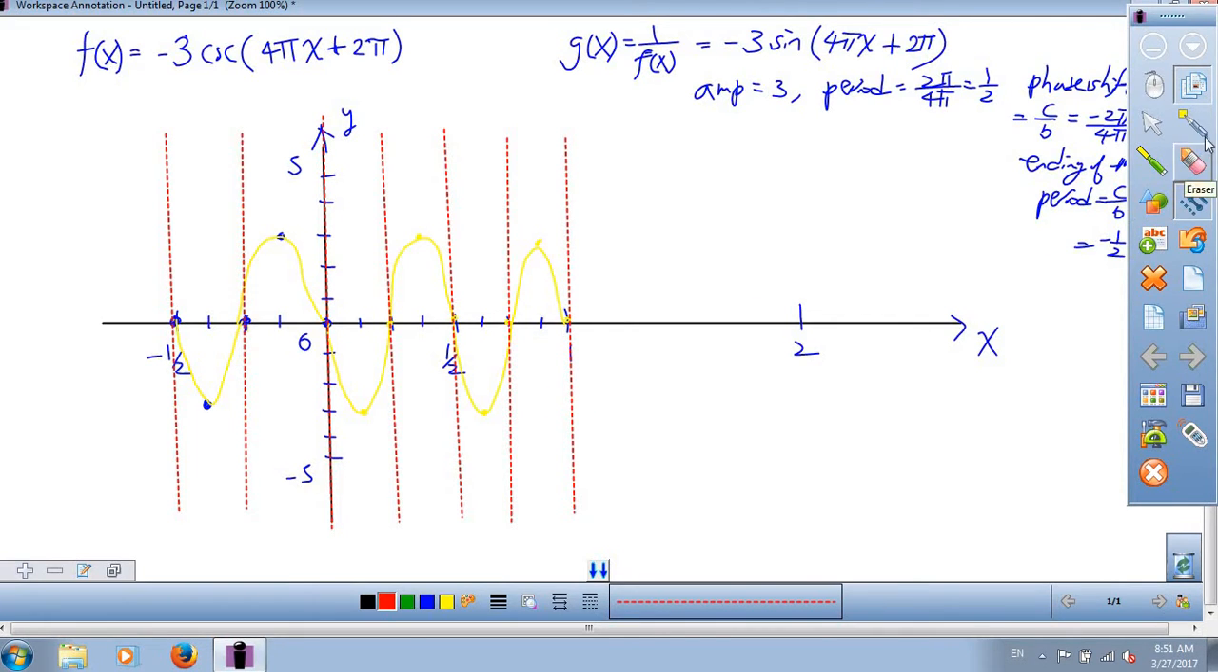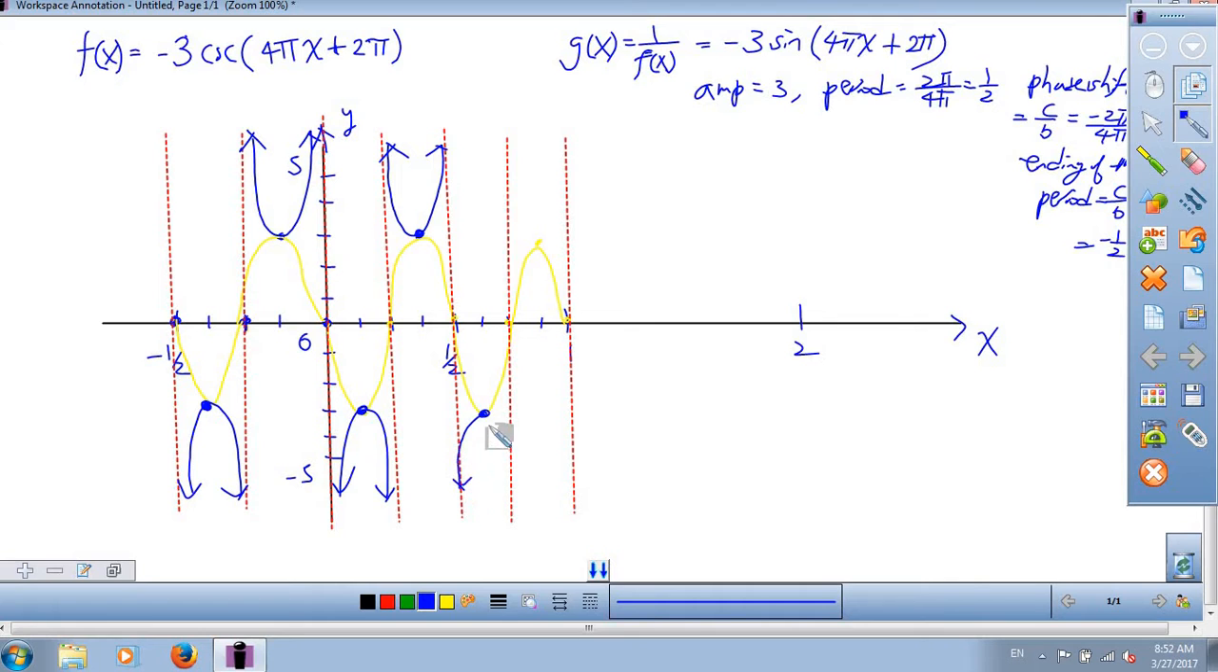Now that we have our asymptotes done, we can graph our cosecant. The cosecant graph is going to look like secant, what we have done before. It's going to look like a U and a negative U, an upside down U and a right side up U, and then it follows the asymptote onto infinity. As the graph approaches the asymptote, it will approach infinity, but it will never touch the asymptote.